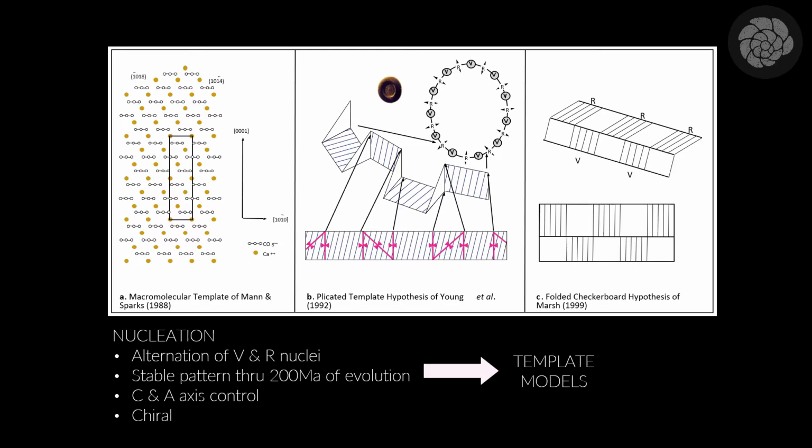We extended that a bit further in the 92 paper, suggesting that maybe there was some kind of folded template which could then produce alternating vertical and radial rays. And Mary Marsh subsequently made a slightly simpler, though in some ways less elegant, way of folding them in order to get the same kind of effect.